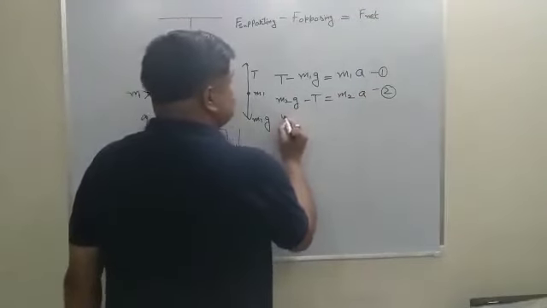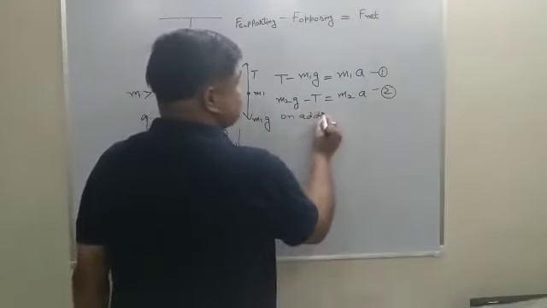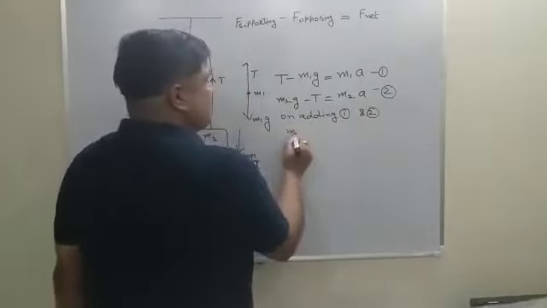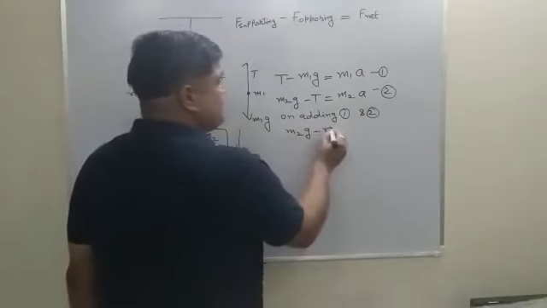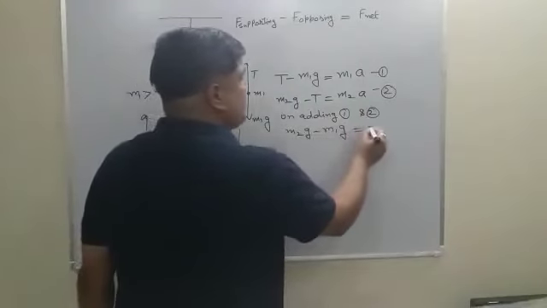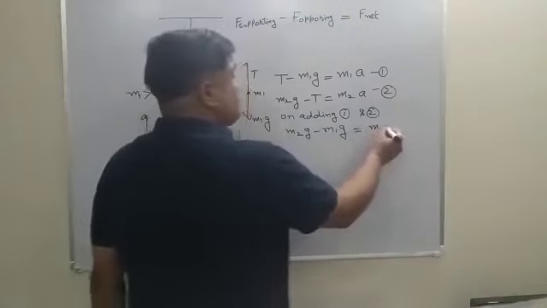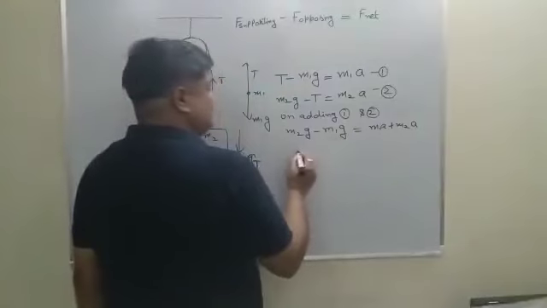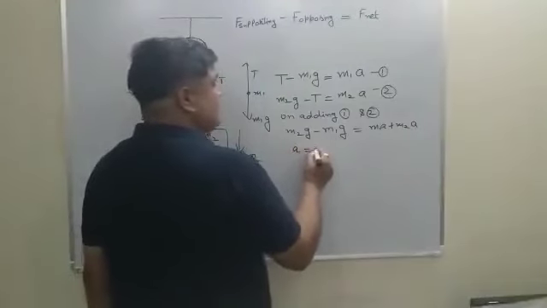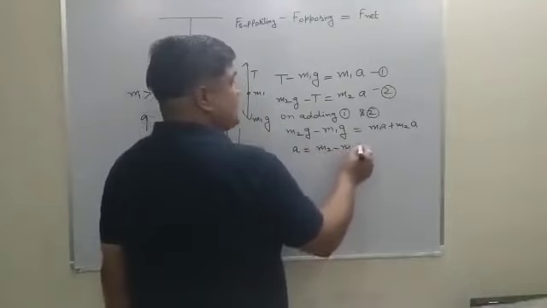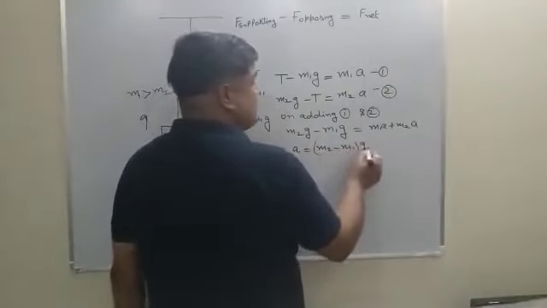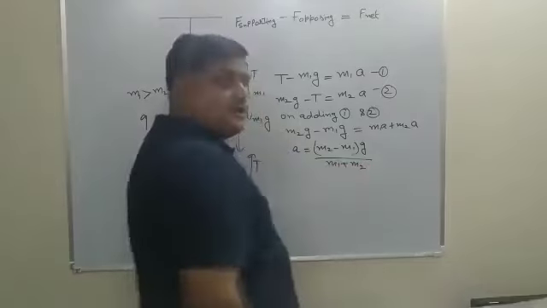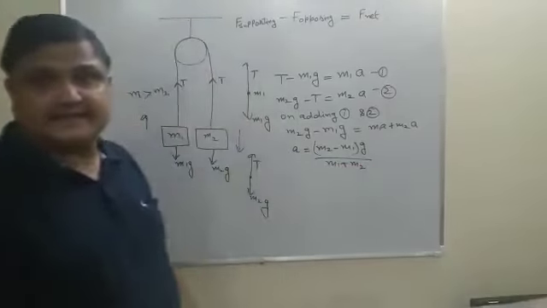On adding one and two, we get M2G minus M1G is equal to M1A plus M2A, or A is equal to (M2 minus M1)G over (M1 plus M2). You can remember it as this.